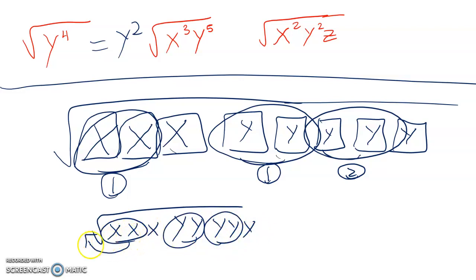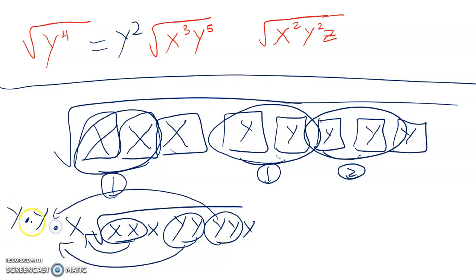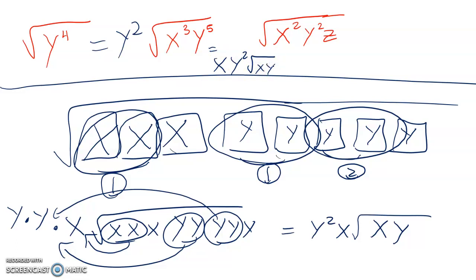remember, 2 x's come together to create 1 x on the outside. 2 y's come together to create 2 y's on the outside that we multiply. And remember that y times y is equal to y squared. This x just remains the same. And if we look, we're left with 1 x and 1 y underneath the square root. We're just going to write those together underneath the square root there. So what that tells us is that the square root of x to the 3rd and square root of y to the 5th is just x times y to the 2nd times xy.